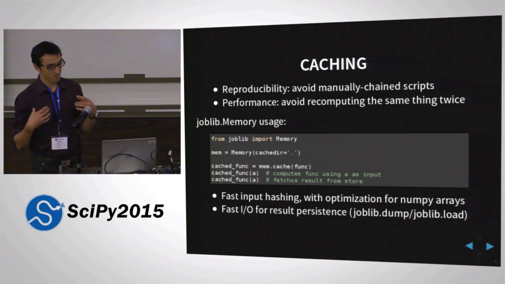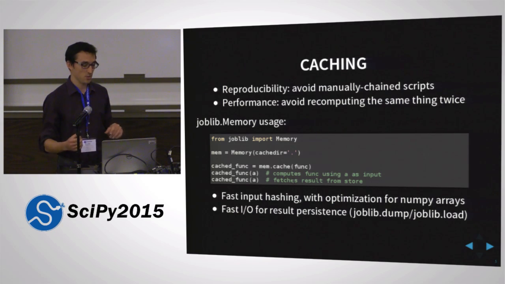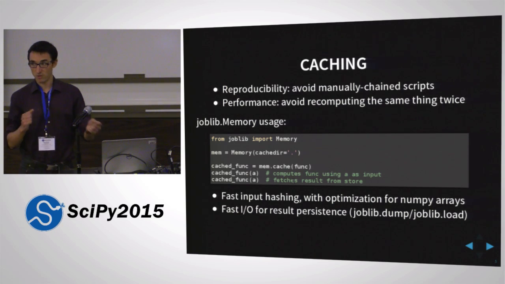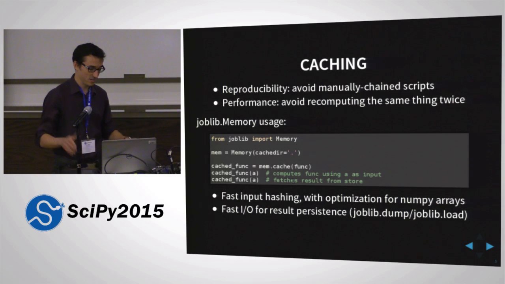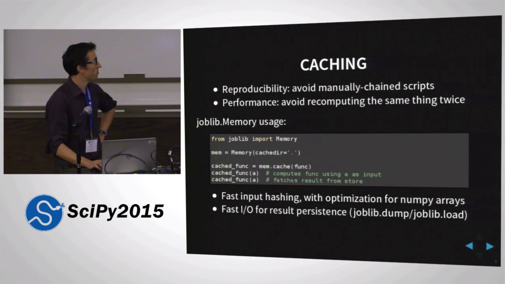So if there is some kind of transparent way of caching your results, so that you don't have to make manual modifications to your scripts, which I know I've done in the past, and I guess other people have done in the past, which is horrible, then this is great. Also, caching is good for performance, so you don't recompute something you've already computed once.